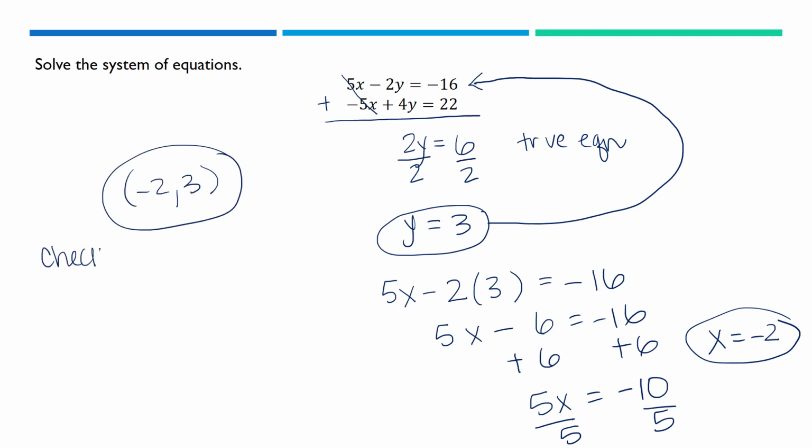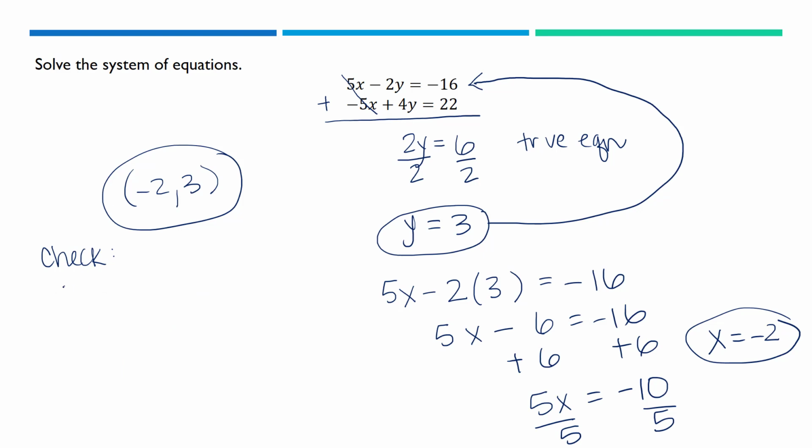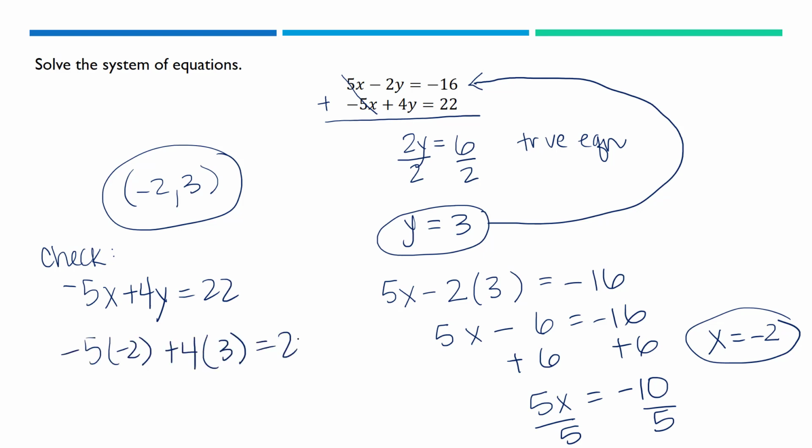We can do a quick check. In my equation, 5x minus 2y equals negative 16, if x is negative 2 and y is 3, I want to check if this is true. That's negative 10 minus 6, and yep, that's negative 16. And we'll check the other equation, negative 5x plus 4y equals 22. If x is negative 2 and y is 3, does that equal 22? That's 10 plus 12, which is indeed 22. Looks like a good solution. So again, our method was to add the two equations, which had the result of eliminating x, and we were able to find y.